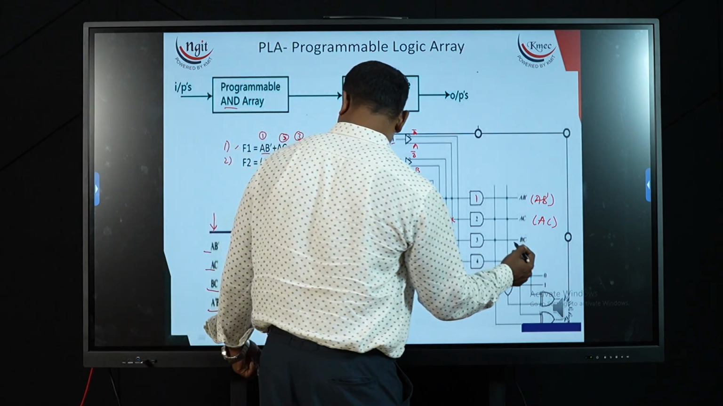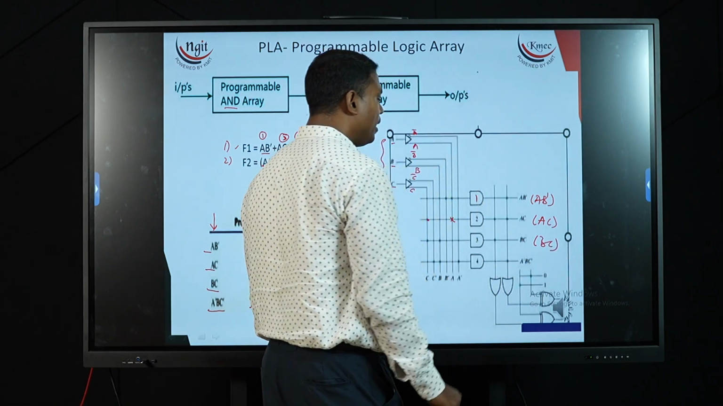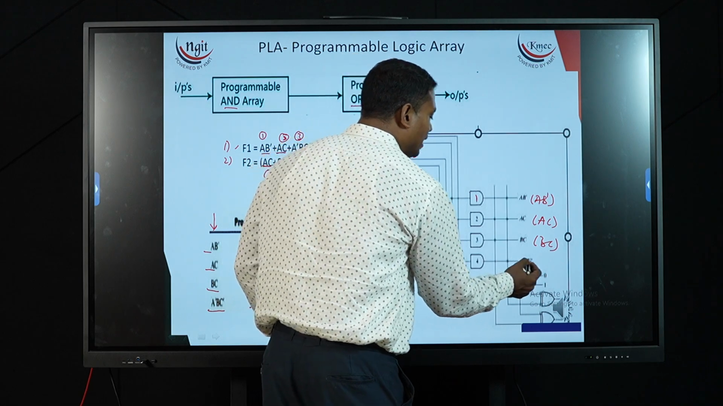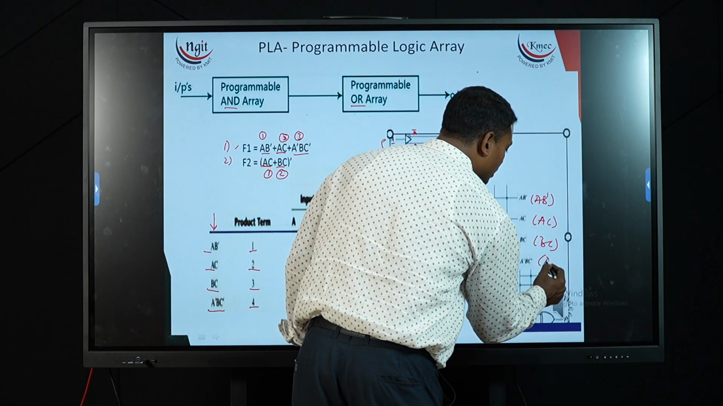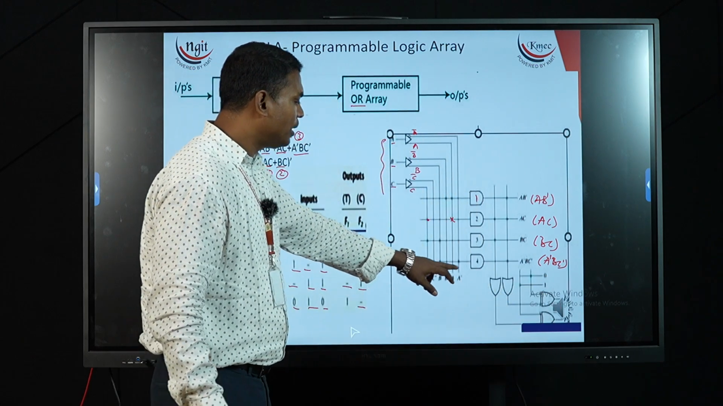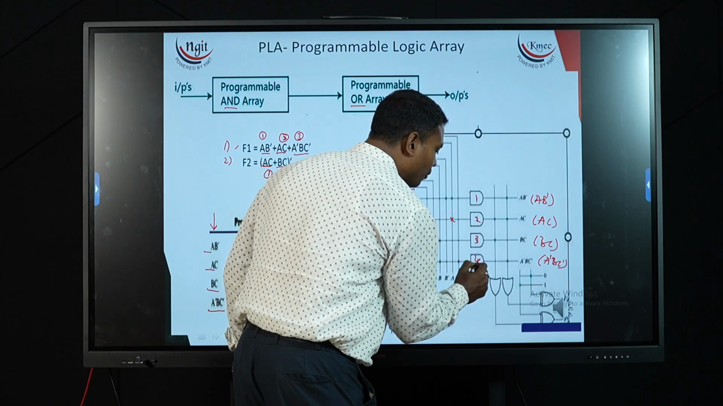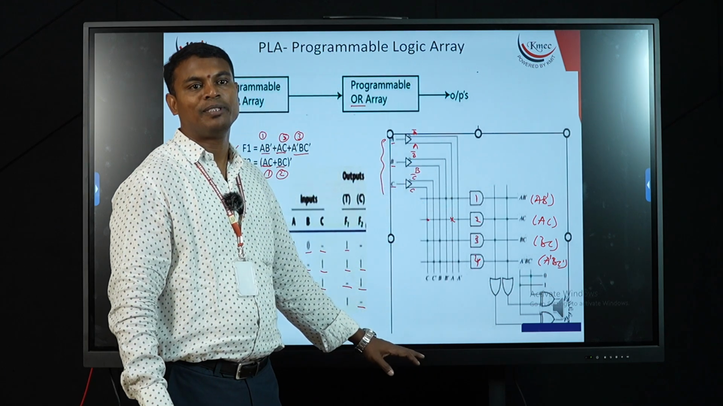Next term is BC. So the BC value is mapped at the output level for AND gate. Next, the last line is A dash B C dash. This is A dash B C dash, which is mapped onto one more AND gate. So 1, 2, 3 and 4. 4 AND gates got programmed here.